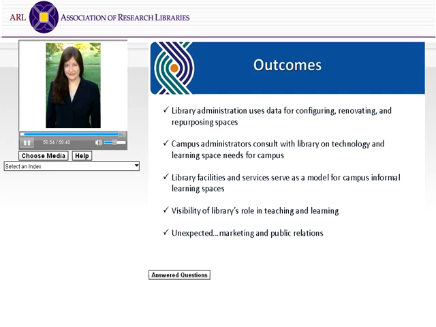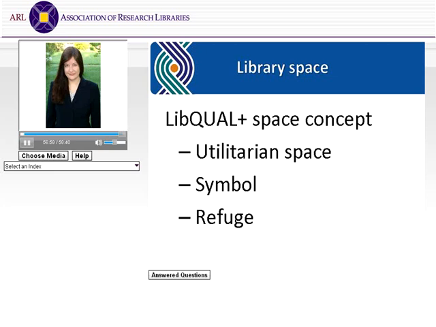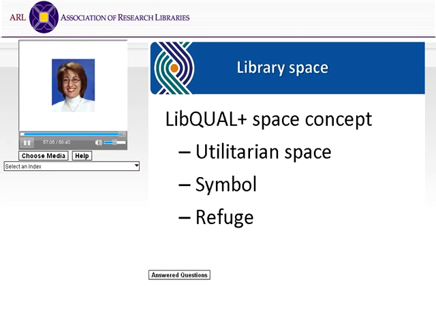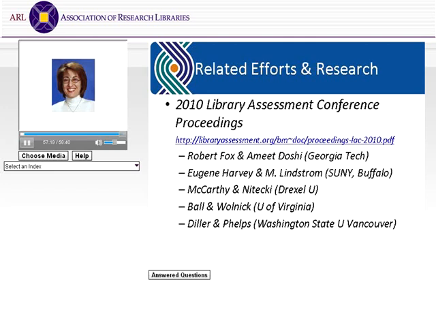Thank you. I just want to remind people that we capture some of the ways space is perceived through the library space dimension in LibQual. It has three elements: space as a utilitarian concept, space as a symbol, and space as refuge. But also worth mentioning, there are a number of studies in the literature on how people use space.